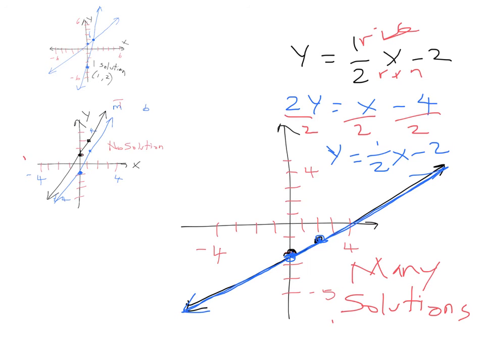So those are the special cases, guys. Again, one solution because they intersect, and the solution is the coordinates of that point. No solution: the two lines are parallel and they have the same slope. Many solutions: they ended up being the same equation, and when you graph them, one is on top of the other.